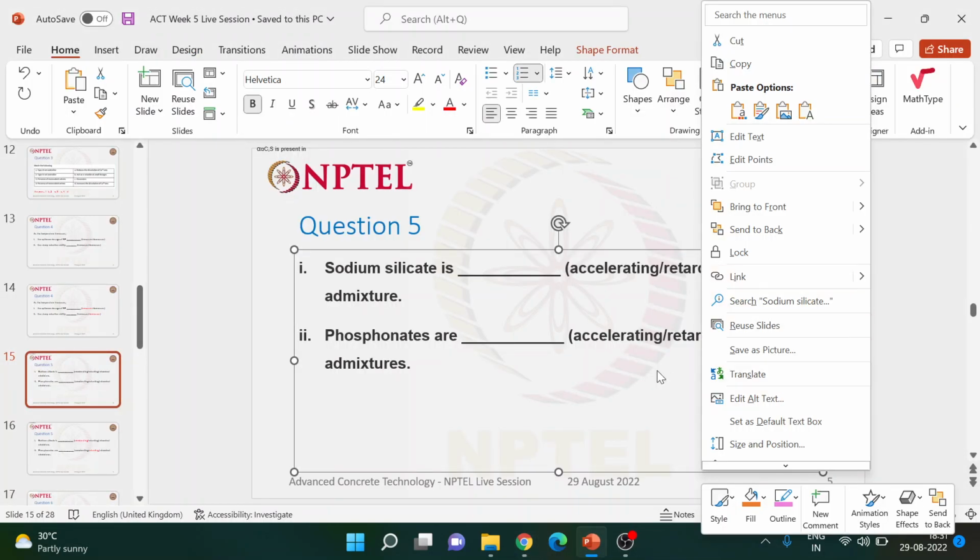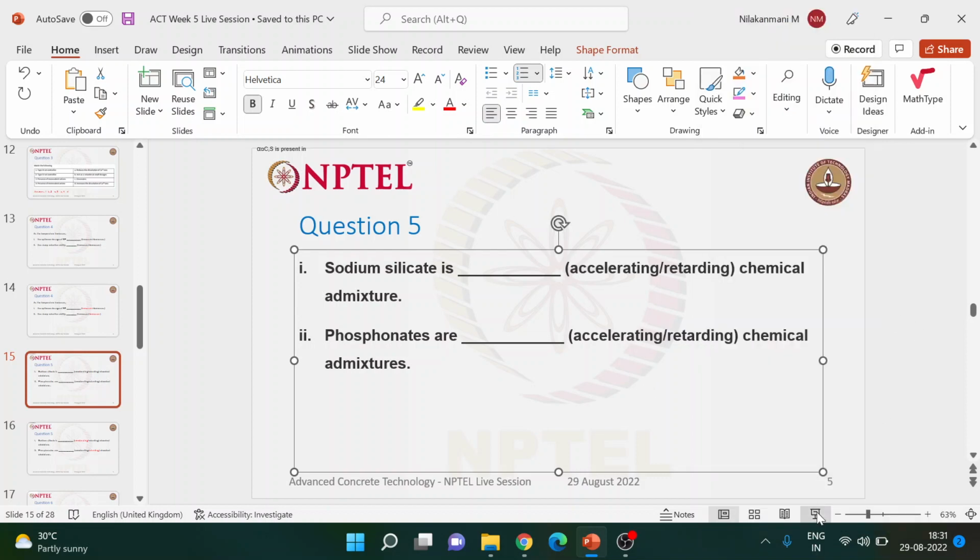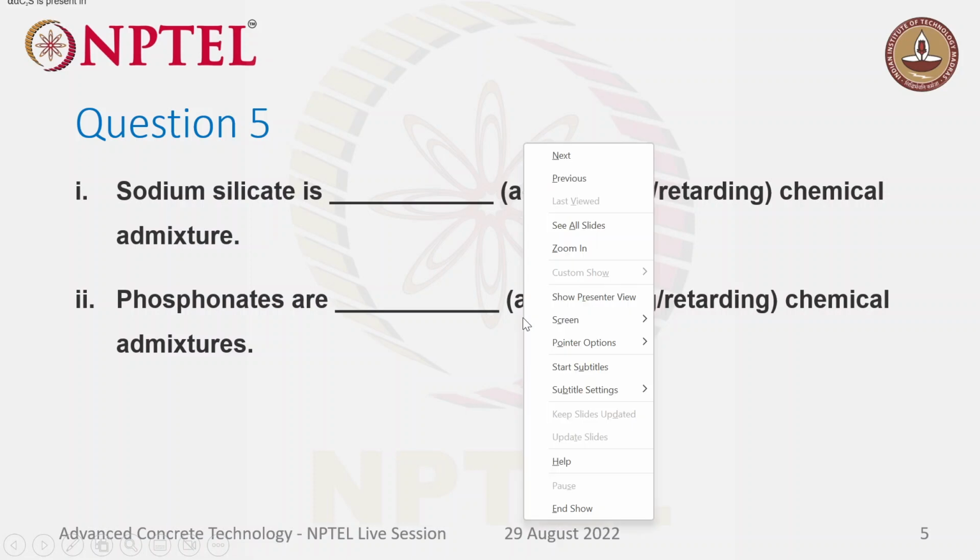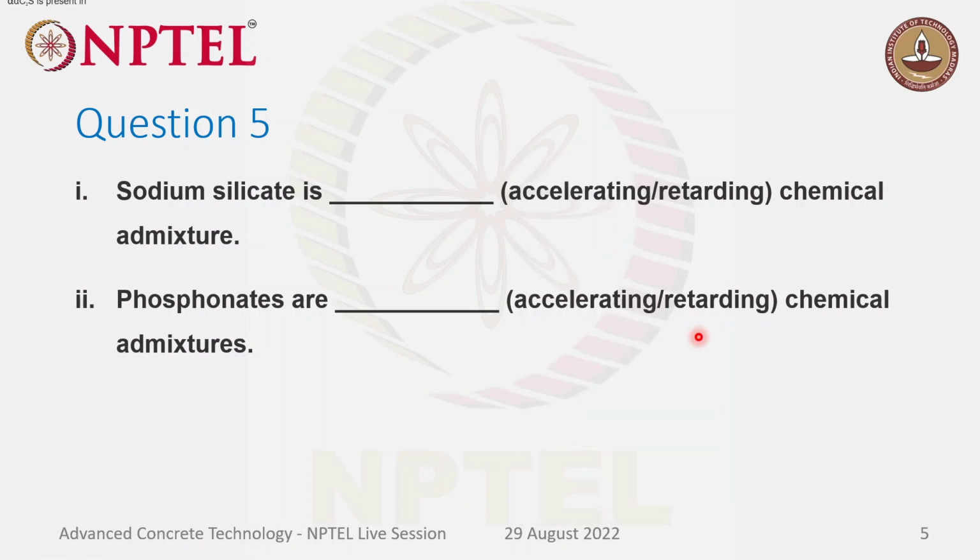Question 5. Let me read out the question. I've already discussed type 1, type 2, type 3, type 4, type 5 types of set controlling agents. Now you have to find whether sodium silicate is an accelerating or retarding chemical admixture, and likewise for phosphonates. Find which one is an example of an accelerating admixture and which one is an example of a retarding admixture. Well, both can be retarding or both can be accelerating as well. Please give your answer in chat box or polls. Try to give your answer in polls.